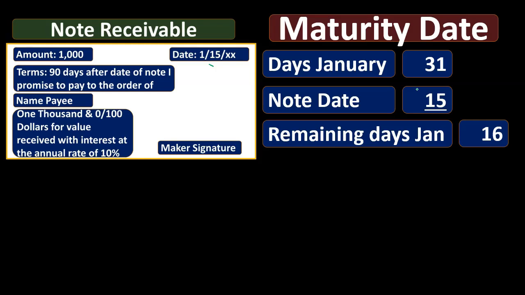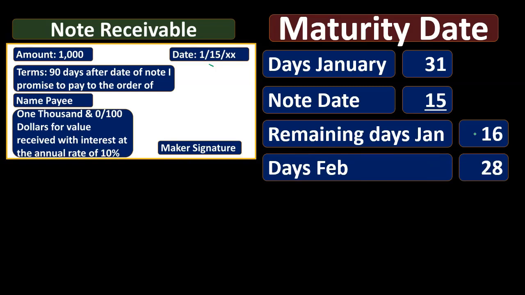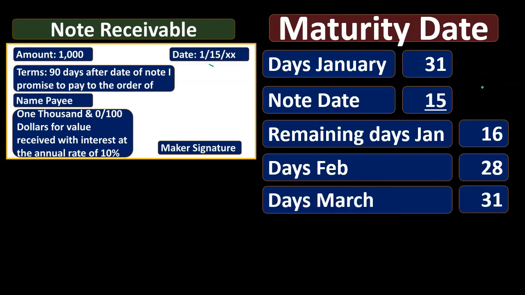16, 17, 18, up to 31, 16 days. And then we can count up from there. We're doing around 3 months because it's 90 days. So we're going to say the days in February, we're going to say it's 28 in this year. And then we're going to say the days in March are 31.